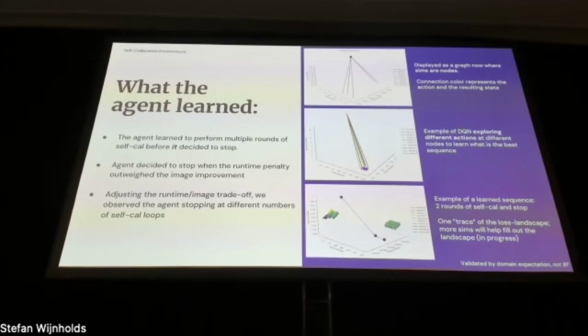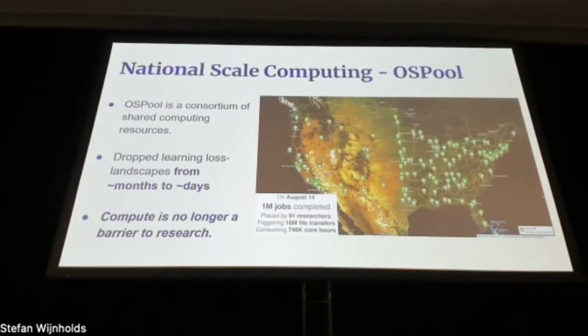These are kind of compute intensive, and we're working on scaling this up, which is what I've been doing the last 2 months. There's this consortium called the OS Pool. It is a bunch of institutions that get together and they share their computing resources for open science. This has allowed us to drop learning and loss landscapes from months down to days. And then essentially using this cluster of clusters, compute is no longer a barrier to research, which is pretty exciting.